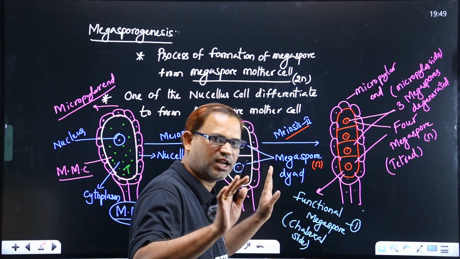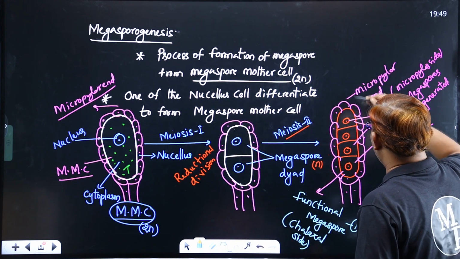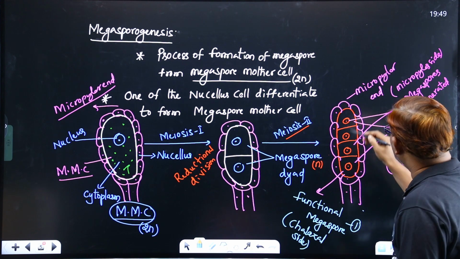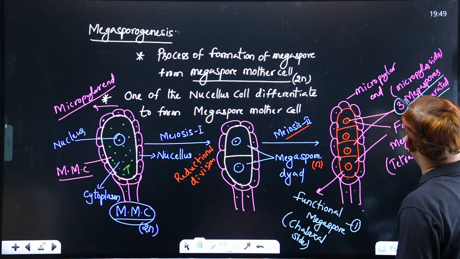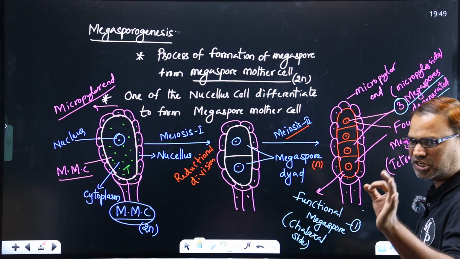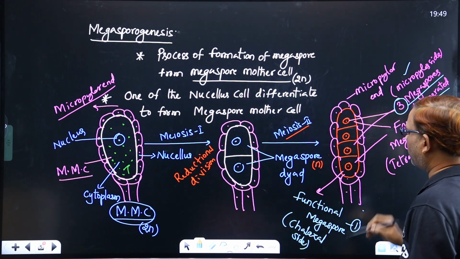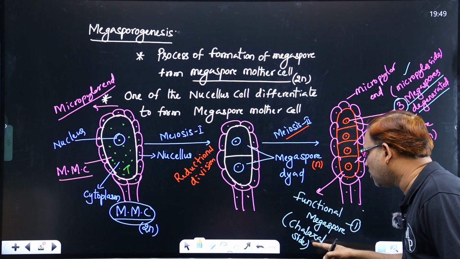Be careful, all of you. This is the complete linear arrangement of the megaspores. But how many degenerate? 3 are degenerated. These degenerated megaspores are located on the micropylar side. The functional megaspore is located on the chalazal side.